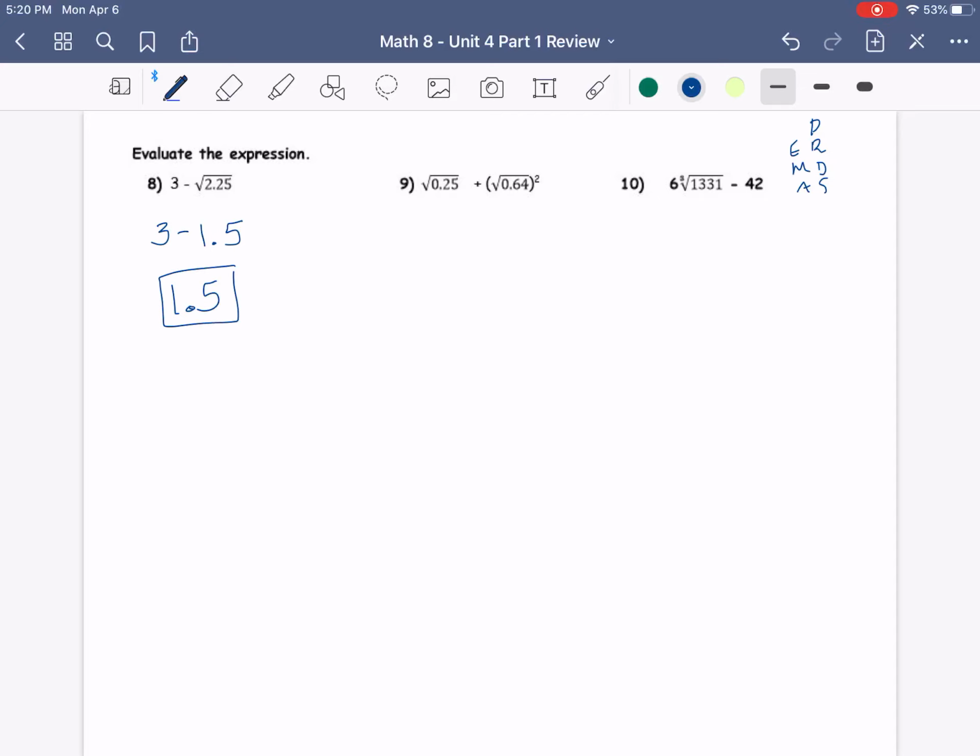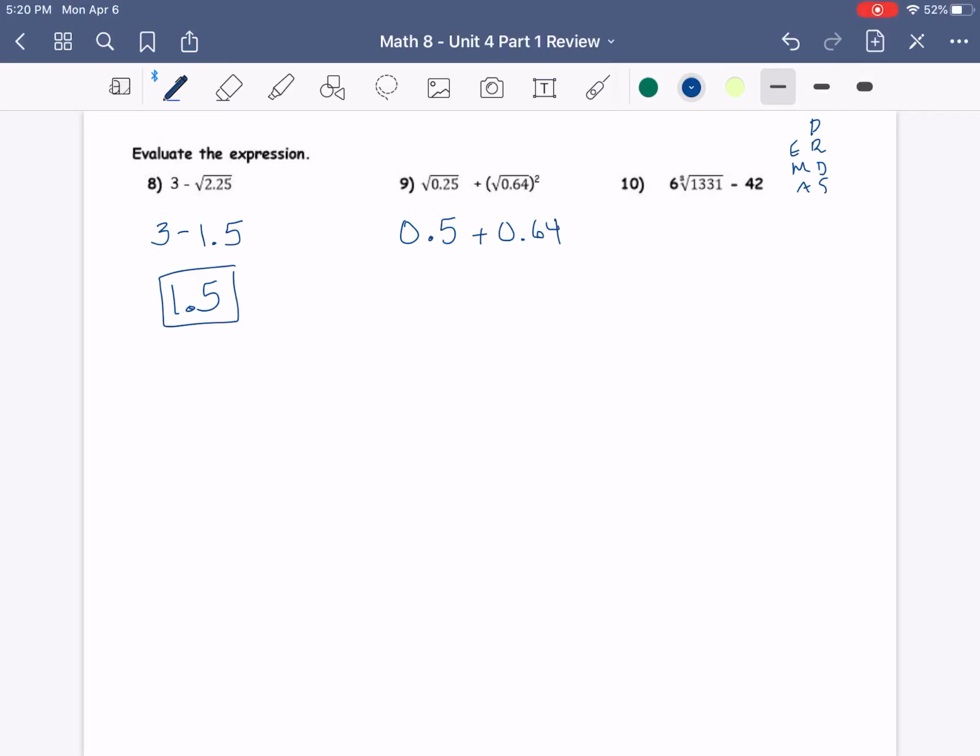Again, if at any time I seem to be going too fast, you can pause the video and then press play when you're ready to go again. So the square root of 0.25, well, the square root of 25 is 5. So this is 0.5. Okay, and then the square root of 0.64 squared, remember, the square root of anything squared is the anything.